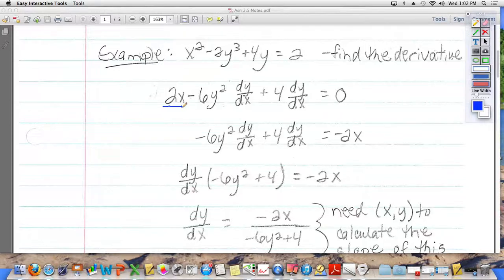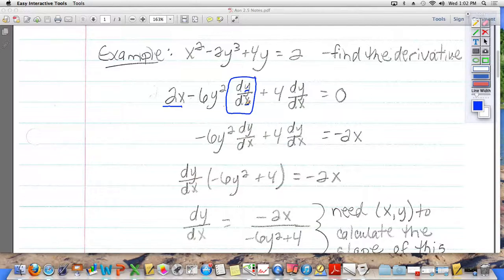But because it's not an x, you have to add this thing in here. And that thing just means that you are finding the derivative of y with respect to x. See the y on the top and the x on the bottom? That means you are finding the derivative of y with respect to x. So every time you find the derivative of a y, you have to add that right after it. And then I'll talk to you about what to do with it in just a minute.